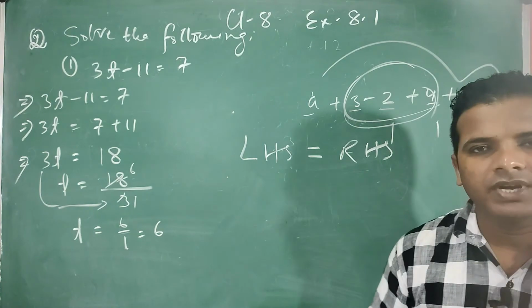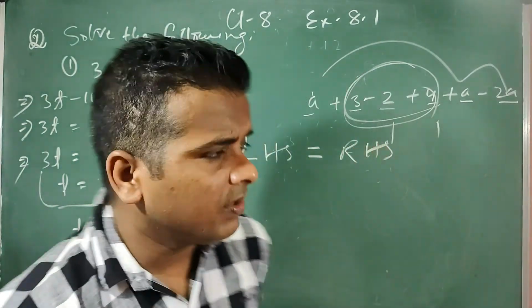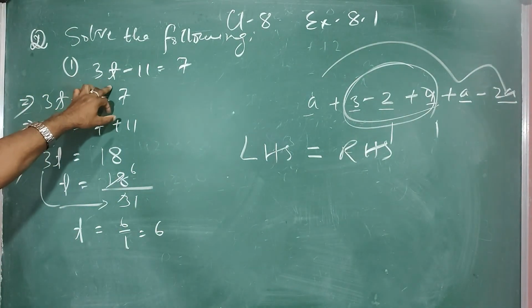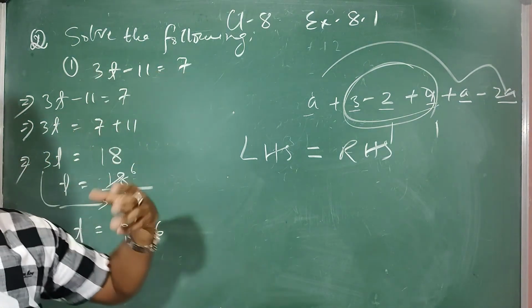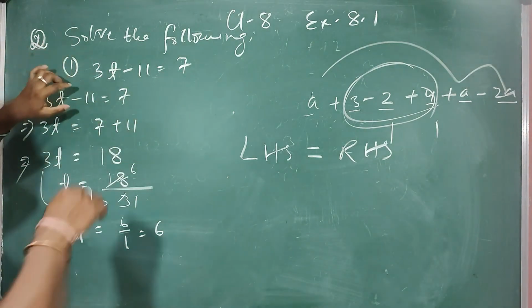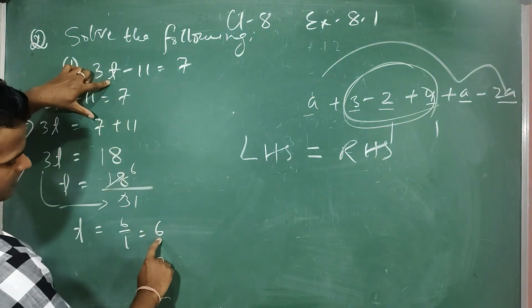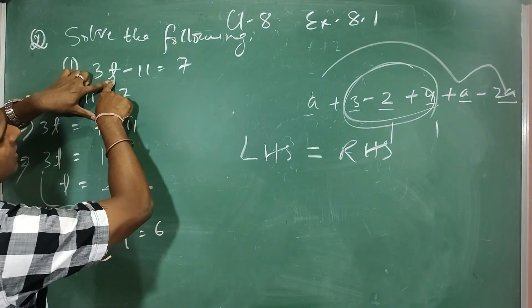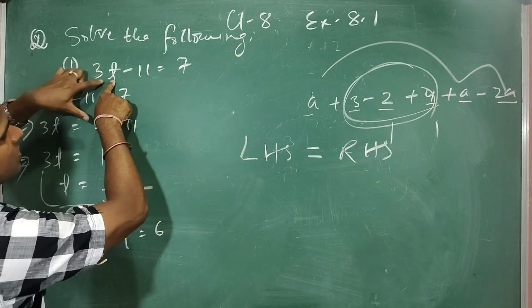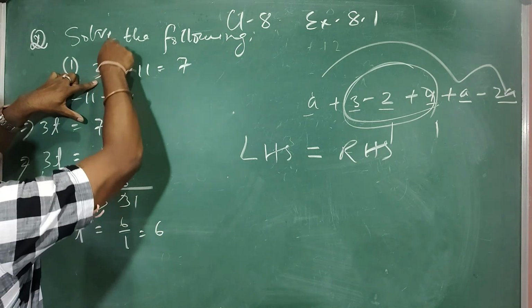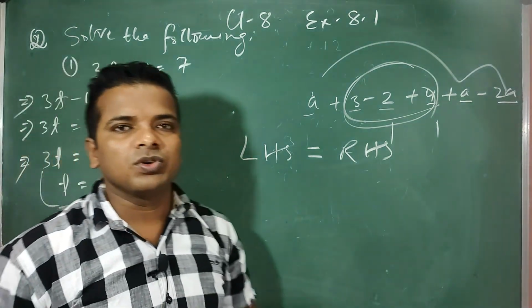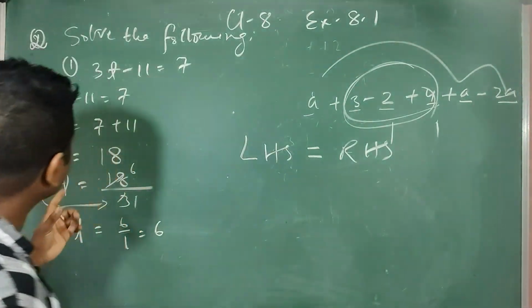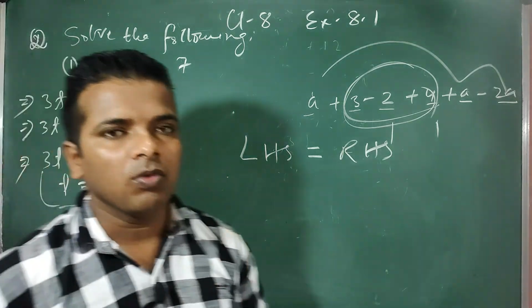But 6 by 1 we take as only 6. That means the value of t is 6. If you write 6 here and do the minus, you will get the answer 7. For example, t is 6, so 3 into 6 is 18, and 18 minus 11 is 7. So that is the solution for question number 2, Roman number 1.